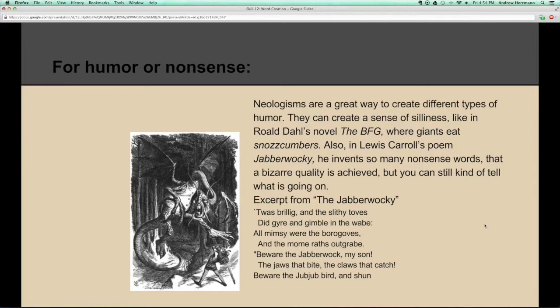'Twas brillig and the slithy toves did gyre and gimble in the wabe. All mimsy were the borogoves, and the mome raths outgrabe. Beware the Jabberwock, my son, the jaws that bite, the claws that catch. Beware the Jubjub bird, and shun the frumious Bandersnatch.